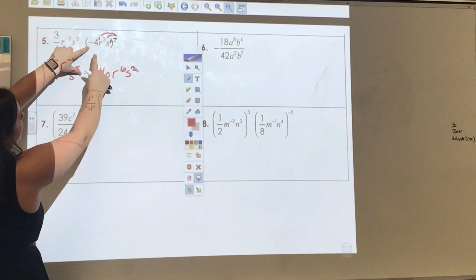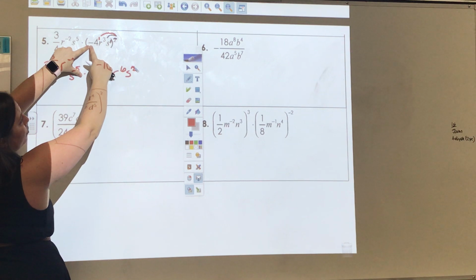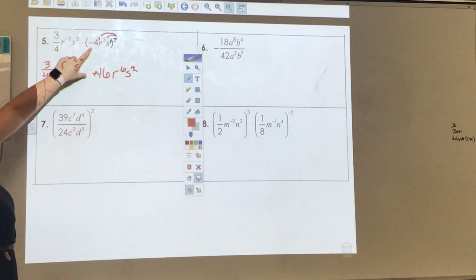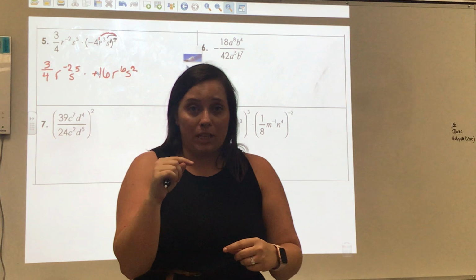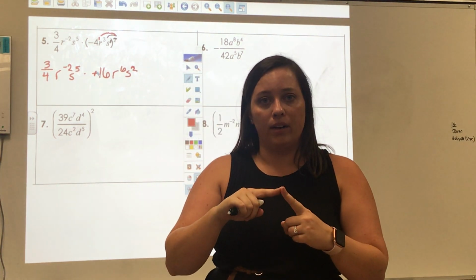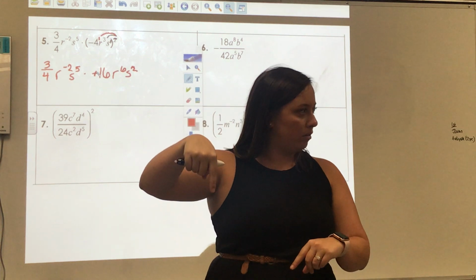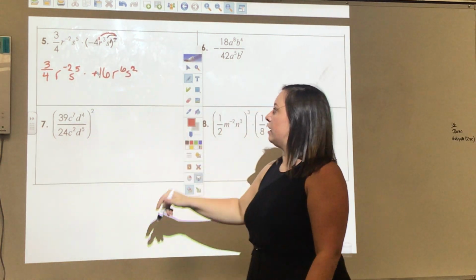Now this right here is actually -4 raised to the second power. So it's -4 times -4, which is positive 16. And notice the negative is inside of the parentheses. So when the negative is inside of the parentheses, it means something different. If the negative is on the outside of the parentheses, it drops down. -4 times -4 is a positive 16.